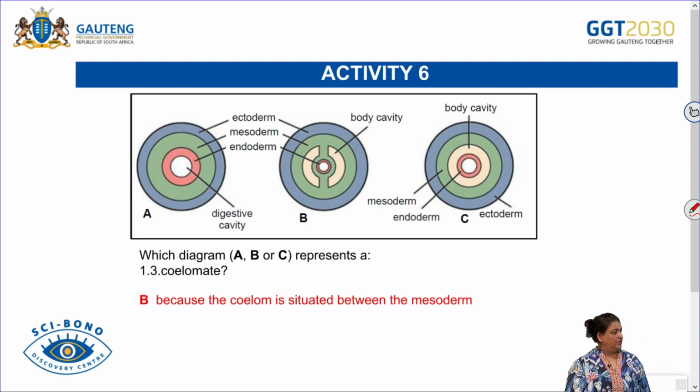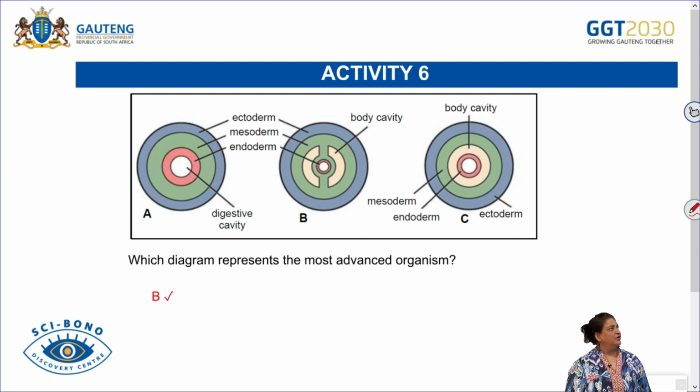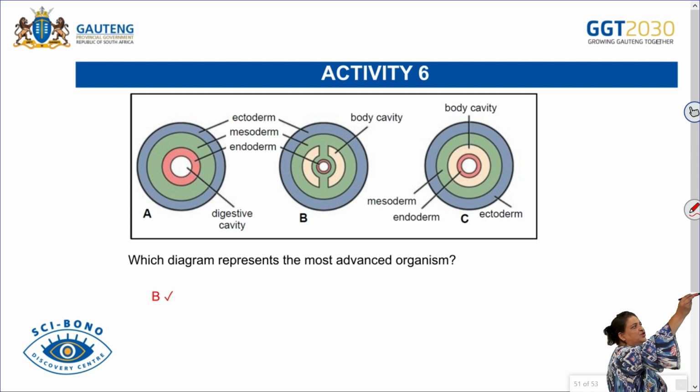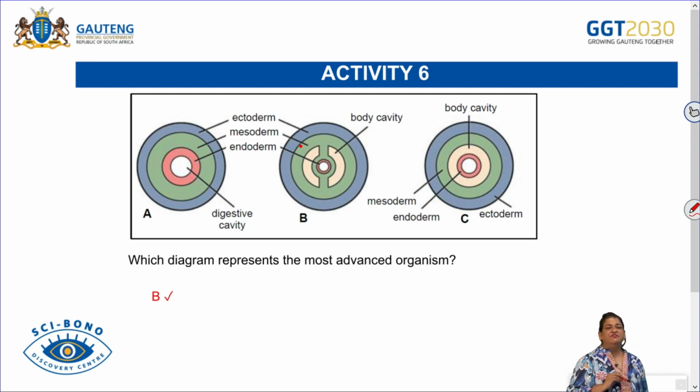Right, and then you're going to have your activity 6 also. Which diagram represents the most advanced organism? And the most advanced one is going to be here, because you have an ectoderm, a mesoderm, an endoderm, and all these also form your different organs. So you can see that this organism is far more advanced. It's going to be B.